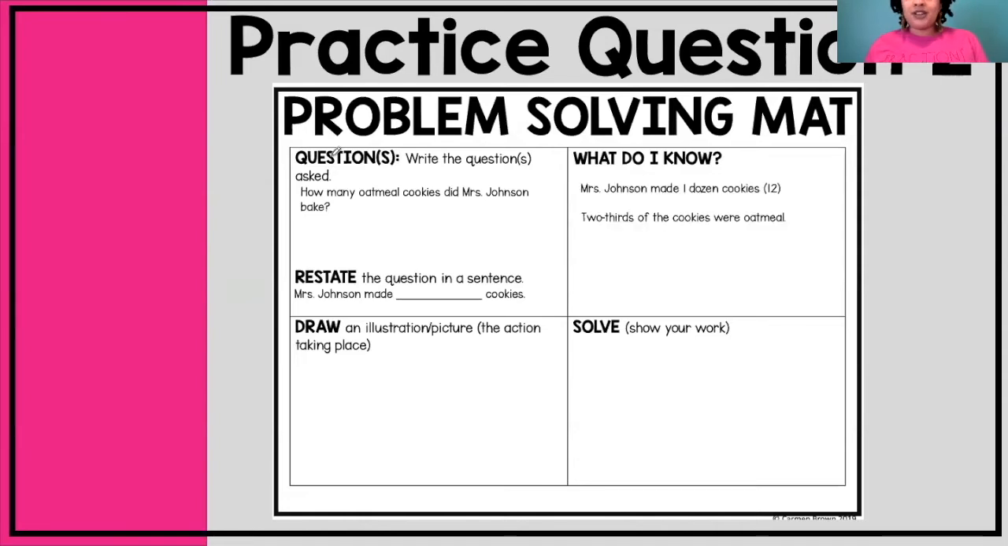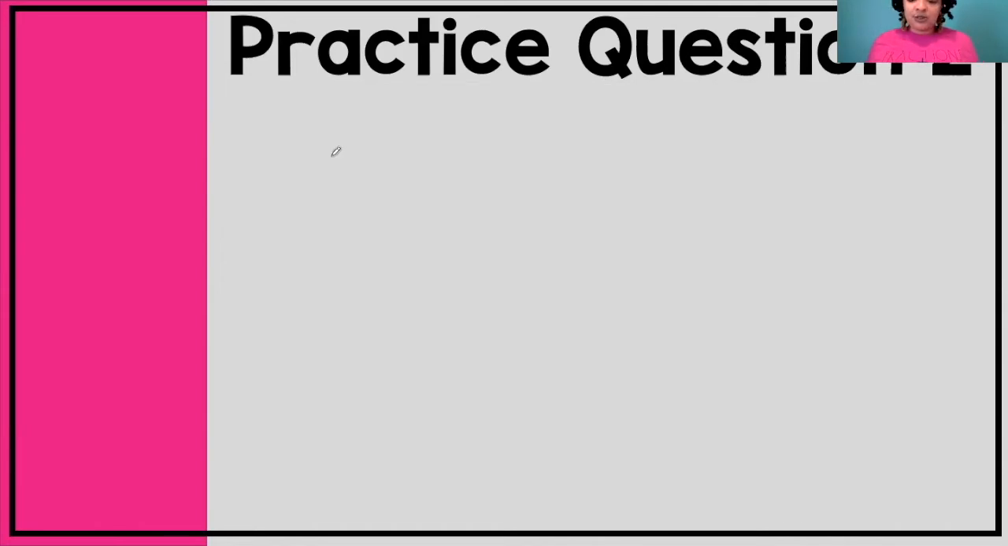What do I know? I know that she made 1 dozen cookies, and 1 dozen is equal to 12. And that 2/3 of those cookies were oatmeal. So to draw an illustration, I'm going to use C for cookies because there were 12 cookies times O for oatmeal, and there were 2/3 oatmeal cookies. And I'm trying to figure out exactly how many oatmeal cookies there are altogether. So because I'm using 2/3, that is my fraction. And because I'm multiplying by 12, I'm going to show 2/3 12 times.